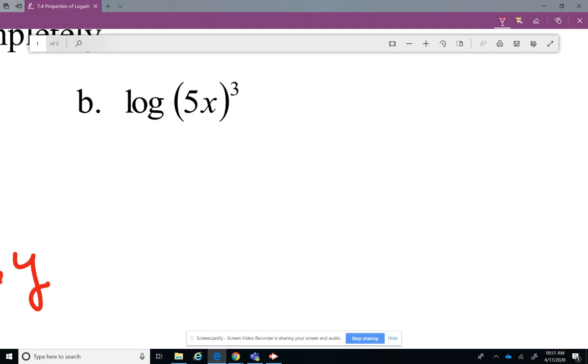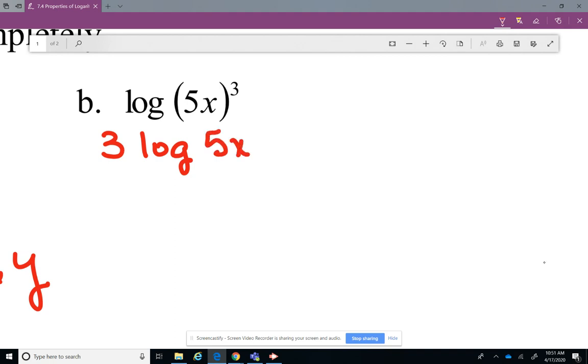Now, there's two ways you can do this one. You can automatically, right off the bat, put that 3 in front if you want, or you can wait. Either way. So I'm going to go ahead and put it out in the front. 3 log, base 10, of 5x.